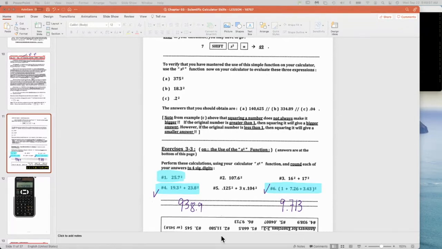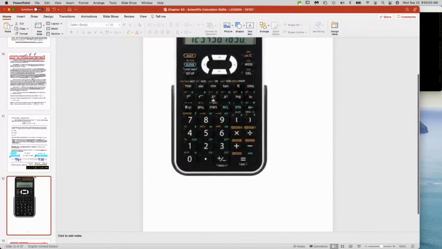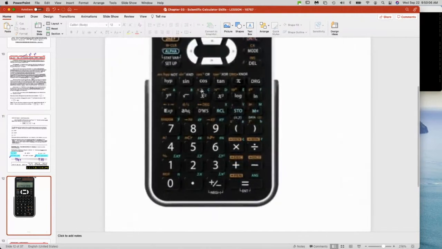Are you there? Did you get that part? Okay. Now you should type this button here, x squared. Does it put a 2 beside it? And then just hit equals.